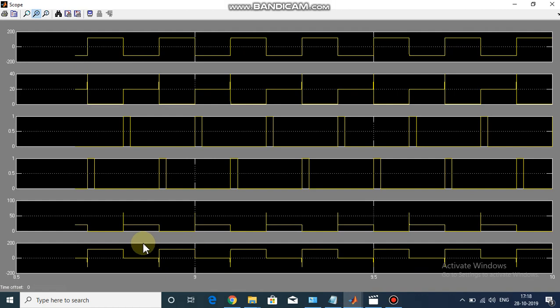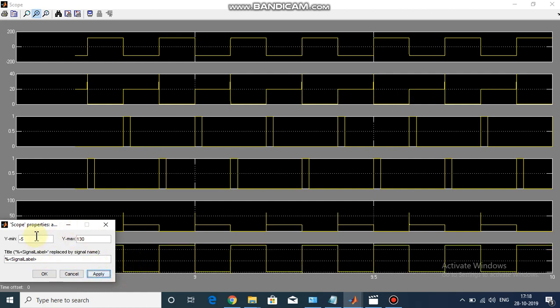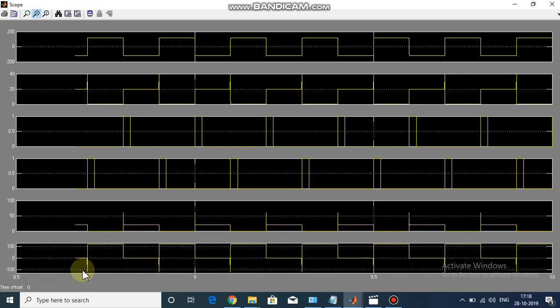Now we have a clear distinction between what's our current and what's our voltage. So this is clearly the voltage that is going around 120 volts. Axis properties, we'll just verify it. So we'll take it from -5 to 130, apply. So that is clearly our voltage. From -1 to 130 again. Okay, so this is a negative spike. This is appearing because of the capacitor that is appearing across the SCR when it's being turned off.